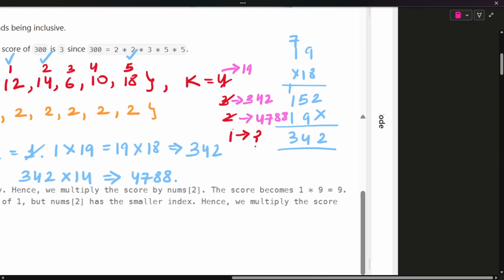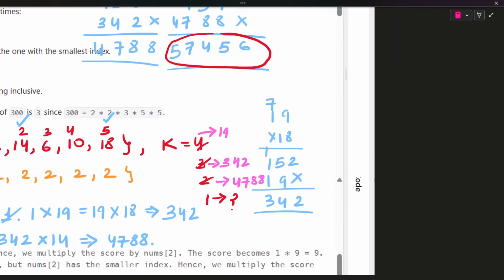Okay, so 5 7 4 5 6. Okay, so this will be our answer, right? No, no. We were going right. We were right at this step, and this step, but we are wrong here. Let me show you why.